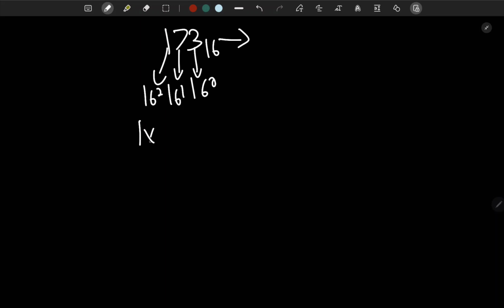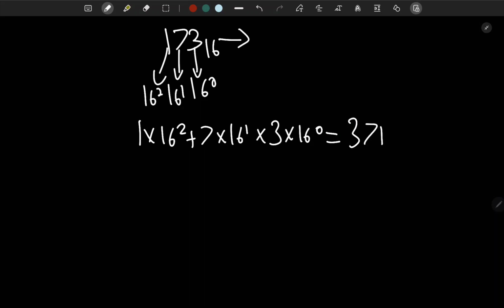So it would be 1 times 16 to the power of 2 plus 7 times 16 to the power of 1 plus 3 multiplied by 16 to the power of 0. And if you type this on your calculator, you would get the answer of 371, which is the decimal representation of 173 in hexadecimal. So now let's do some examples where we have letters in the hexadecimal representation.